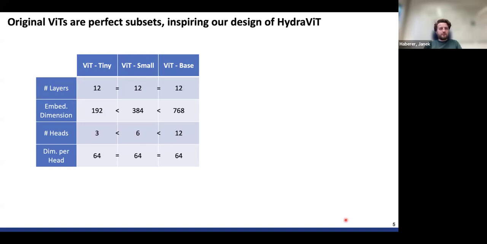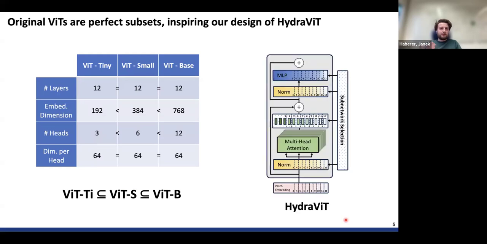We can see that the amount of layers, or to be more correct, the amount of transformer blocks, is the same for all of them. For ViT tiny, small, and base, it's always 12 blocks. The only thing that really changes is the embedding dimension and the corresponding number of heads used in the multi-head attention. This is an interesting observation, that these are perfect subsets of each other. So what we are trying to achieve, and what we did achieve, is to unify this into just one model.